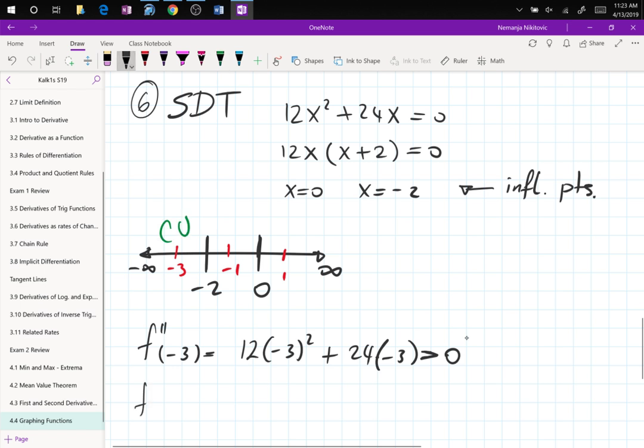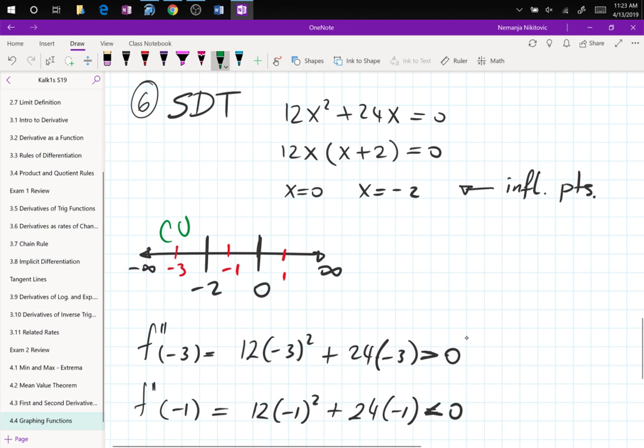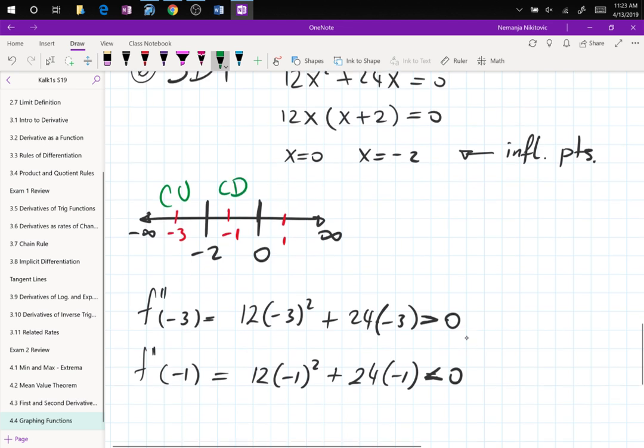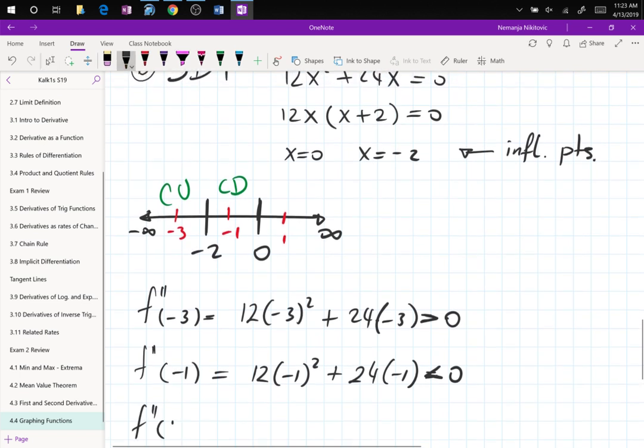Second derivative at negative 1 is 12 times negative 1 squared, which is just 12, and then you have minus 24. So that's less than 0. There we go, concave down. And then we have 1. So that's going to be 12 times 1 squared plus 24 times 1. That's all positive. So concave up.